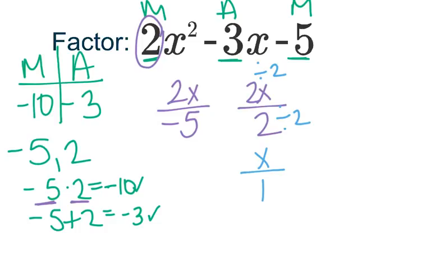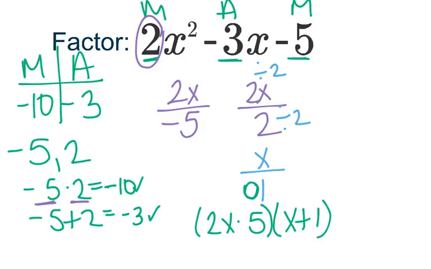So now I take these two fractions that are as simplified as they can be, and I write them out as two what we call binomials. So 2x minus 5 and x plus 1. Since there's no sign here, we assume it's a plus, and that is the factored version of that trinomial.